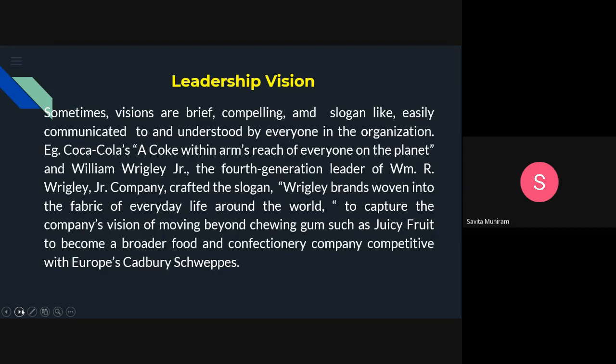Same thing goes with Wrigley Junior, the fourth-generation leader of the Wrigley Company, who crafted the slogan, Wrigley brand woven into the fabric of everyday life around the world. It captured the company vision of moving beyond chewing gum, such as Juicy Fruit, to become a broader food and confectionery company, competitive with European Cadbury and Schweppes. And they did that. They moved on to have other companies. Sorry, I didn't write down the companies that they do have. Next slide.